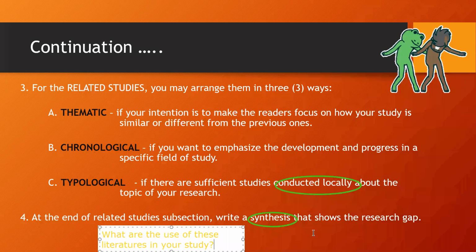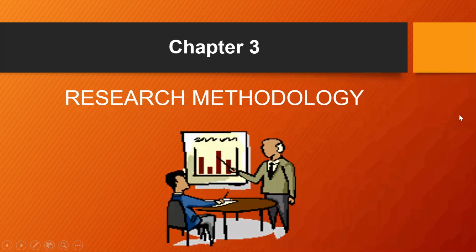So let's proceed to chapter 3. This chapter 3, guys, is short. However, you must be very particular with the terms that you are using. Methodology is actually the key in answering your research questions. There are six elements of methodology: research design, research environment, respondents, research instruments, data collection procedure, and data analysis procedure.